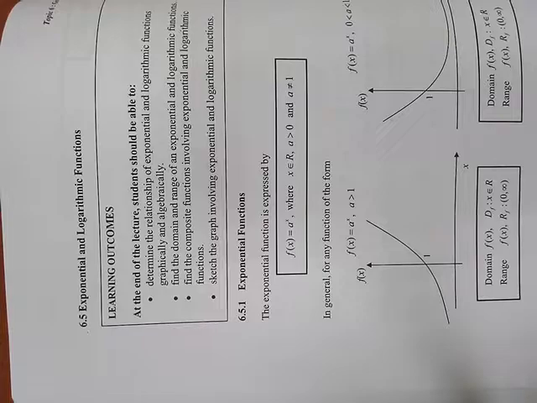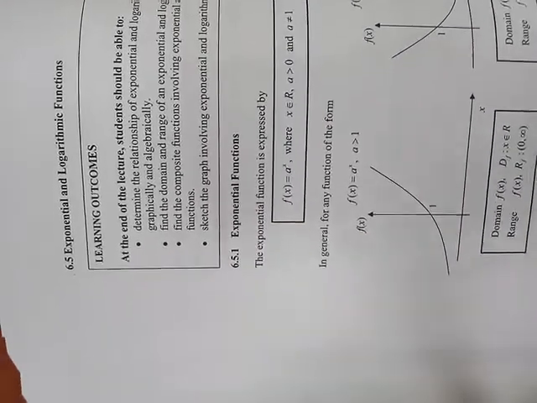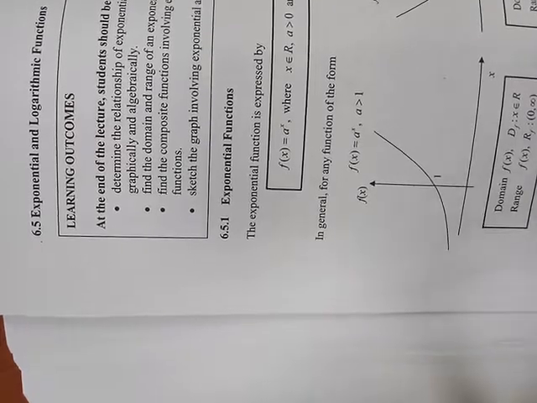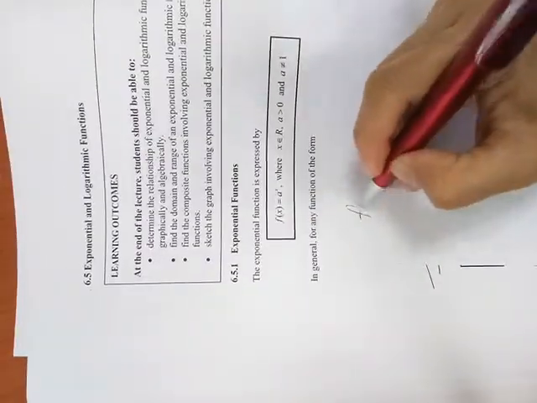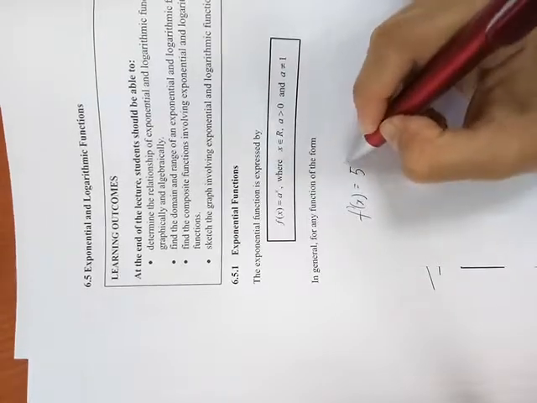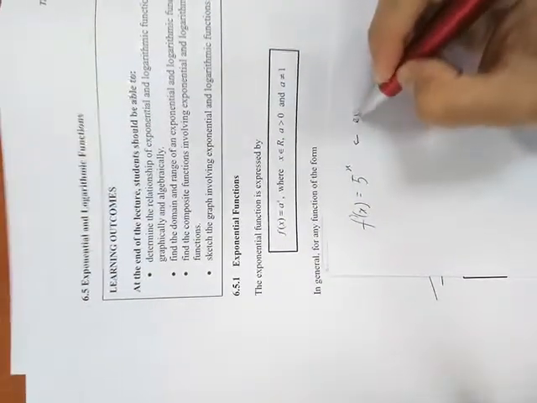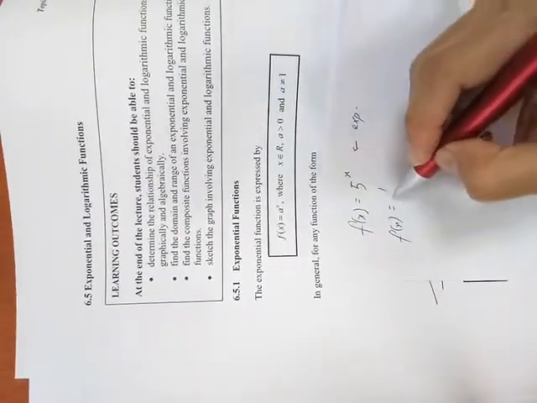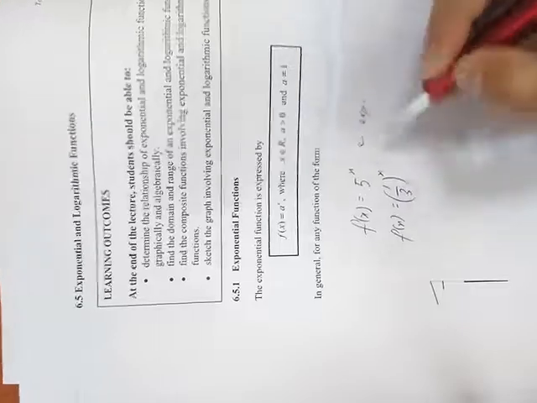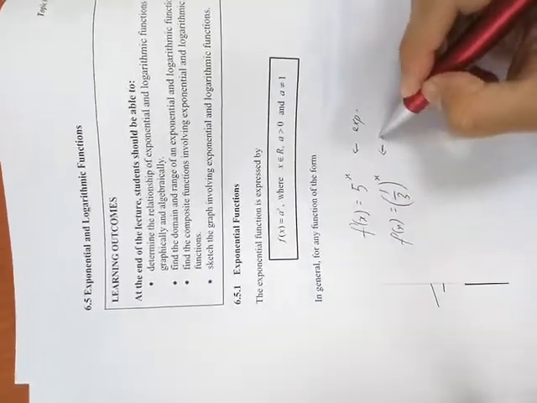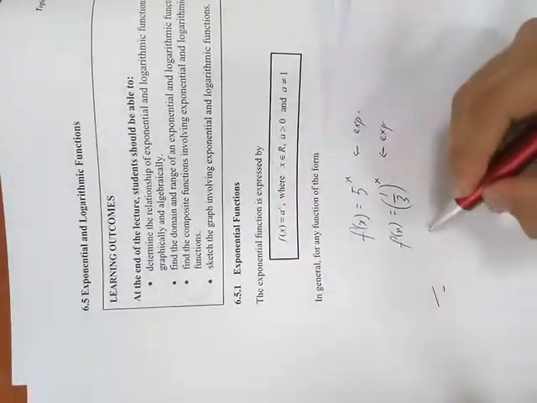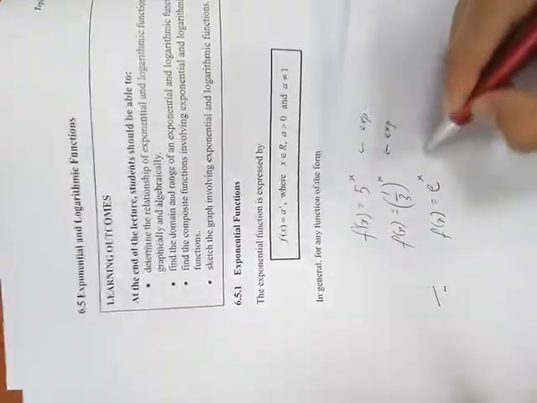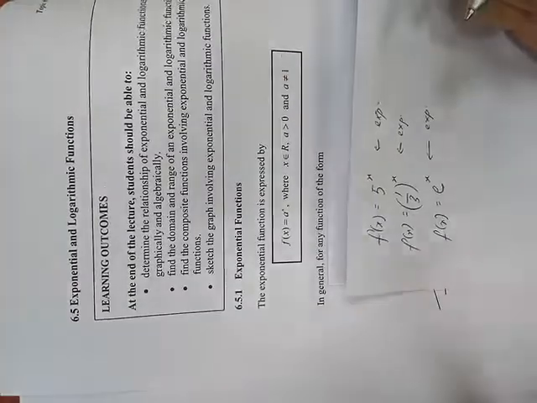So let's say you have a is 5, for example. So let's say you have something like this, f(x) equals 5 to the power of x. This is an exponential function. If your a is 1 over 3, for example, and the x is still here, this is also an exponential function. And then sometimes we have a as e to the power of x. Still, this is an exponential function.